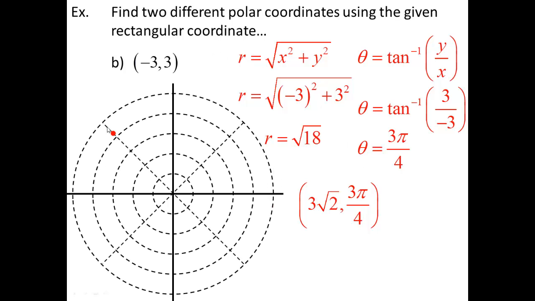Remember, here is my coordinate. I can either add a full circle or half a circle in either direction. And I went ahead and just added half a circle, which is going to be adding pi. So if I added pi to 3 pi over 4, I would get 7 pi over 4. Since I only added half a circle, I'll make the radius negative.